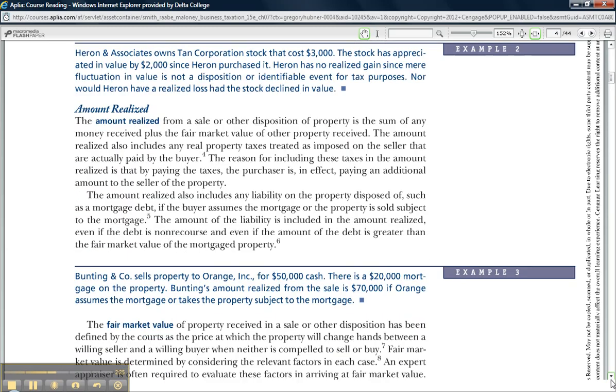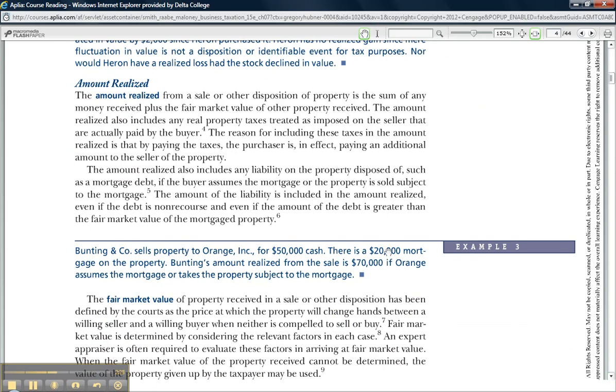So in calculating the realized gain or loss, you first start with the amount realized. That's basically the proceeds that you're getting from the sale. And there's several things that could be included in proceeds, not just cash that you get. Money is part of the proceeds, but also fair market value of other property you get. There's the possibility of real estate taxes being part of the proceeds too. Like what if the buyer pays property taxes that are really the responsibility of the seller? That's essentially extra value going to the seller.